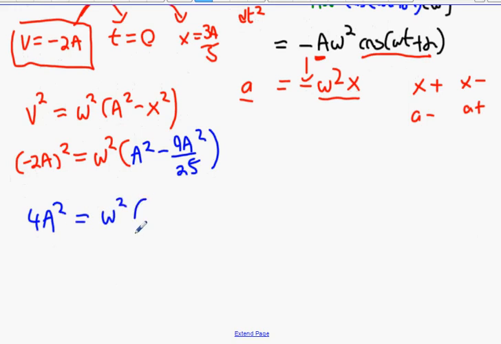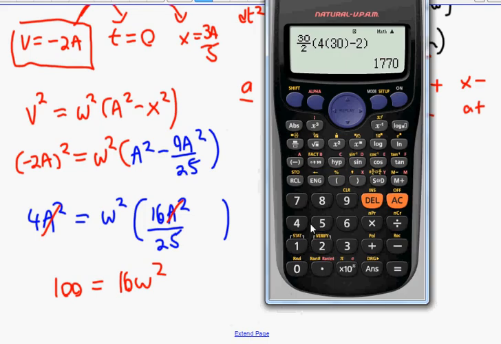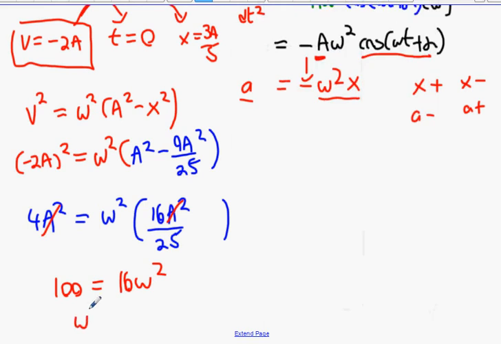Now, there seems to be a lot of a squareds going on. So much so that I think they're going to be factorizable. So it's going to be 16a squared divided by 25. The a squareds can cancel. The 25 can come over the other side to become 100. 16 omega squared. 100 divided by 16, anybody? 25 over 4. Thank you. Square root that. 5 over 2. So omega is 5 over 2.